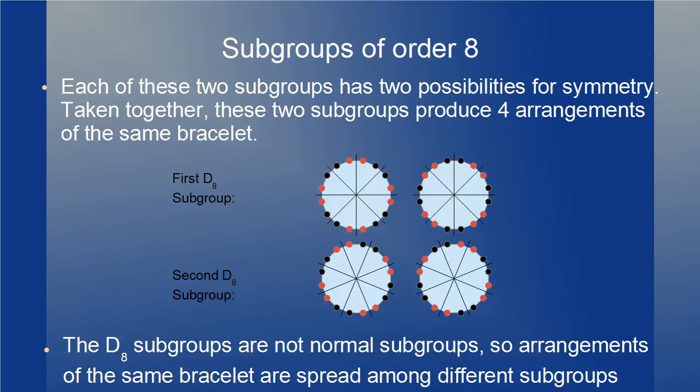In this row with n equals 8, there must be 32 over 8, or 4, arrangements for each bracelet. They're not all in the same subgroup. In fact, we have our 4 arrangements of this bracelet spread out over 2 subgroups. This is what happens when the subgroups are not normal subgroups.